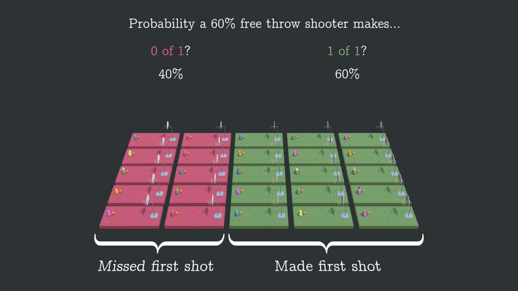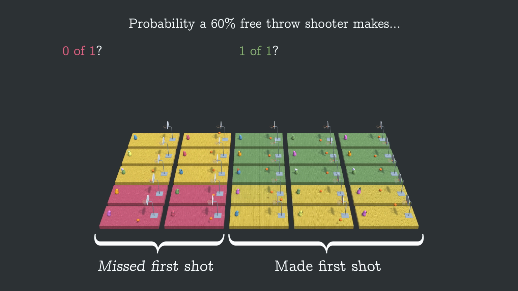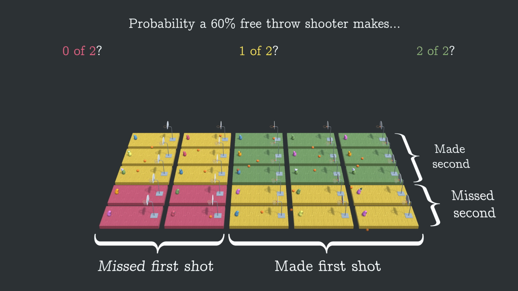And then they can all take a second shot, which means we now have to ask about making 0, 1, or 2 of 2 shots. You might notice this isn't exactly random, but for the moment we're just focusing on making a clean diagram. 4 of the 25 blobs were unlucky enough to miss both the first and the second shot. From this, we can say that a 60% free throw shooter has a 16% probability of missing both shots.